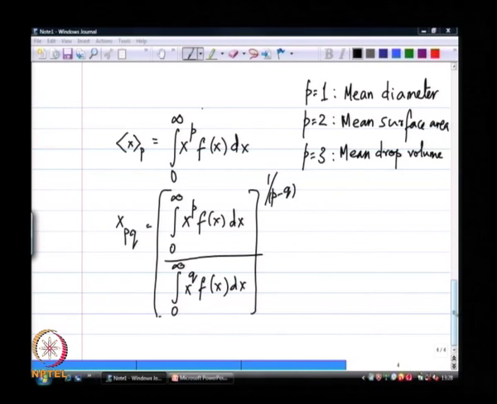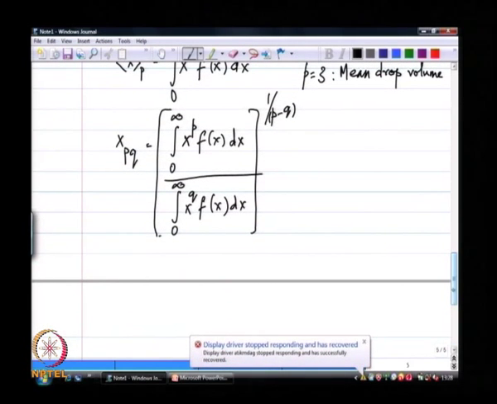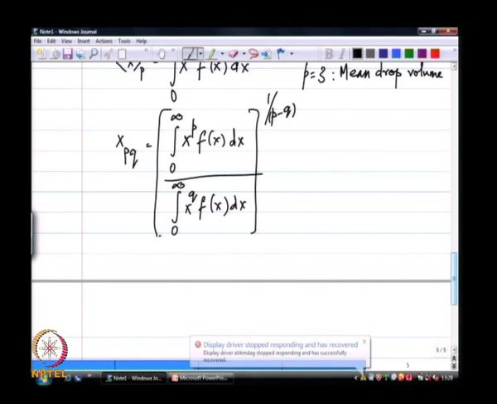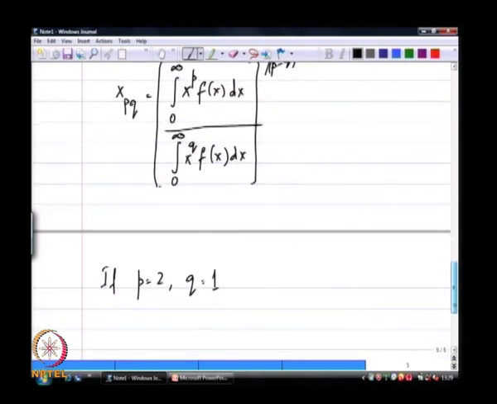Let us look at some simple possibilities. If I set q equal to 0 and p equal to 1, we get our first moment. p equal to 2, q equal to 0 gives me the second moment just the way we have defined. But if, let us say, p equal to 2 and q equal to 1, what do we get?